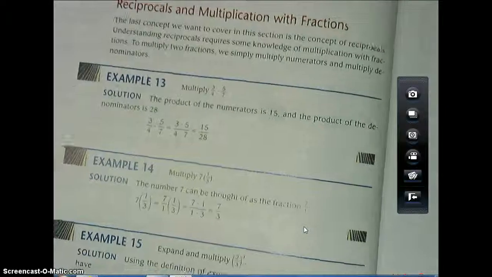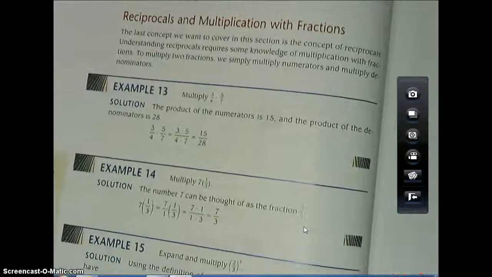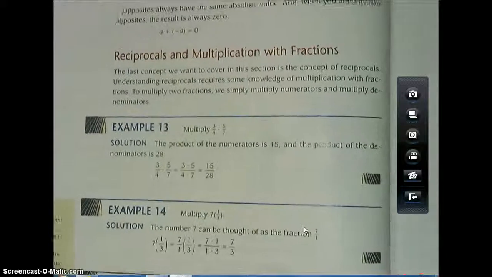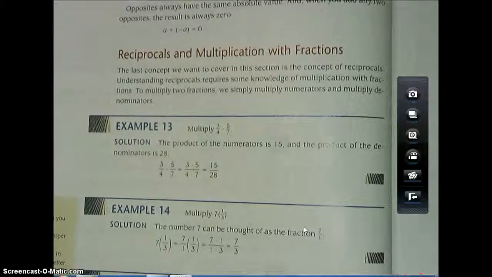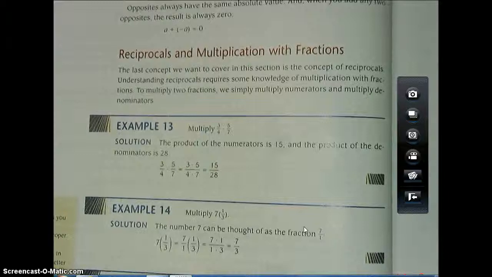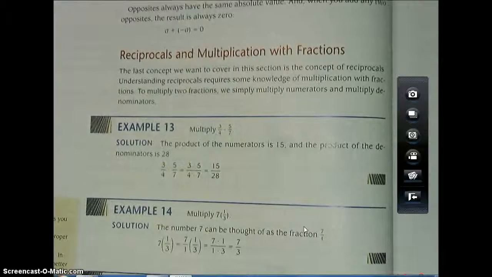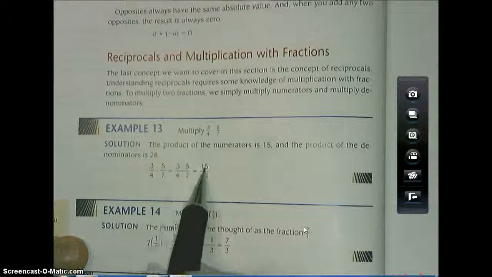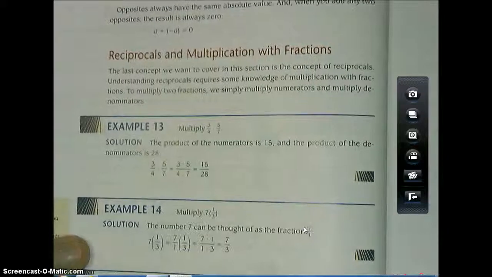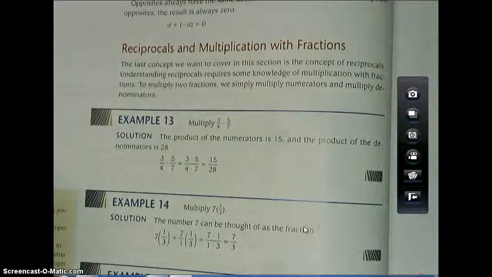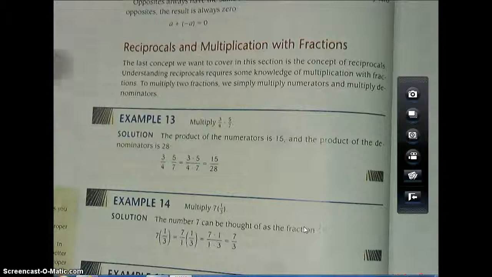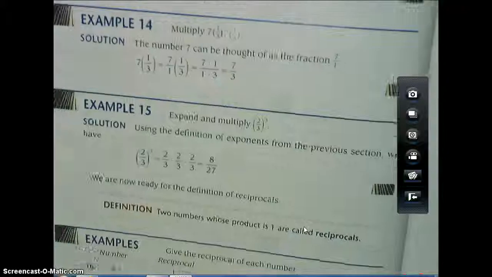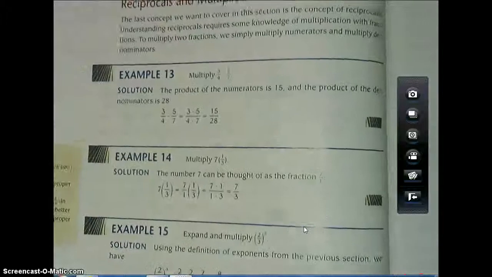Next we have reciprocals and multiplication with fractions. So example 13 says to multiply 3/4 and 5/7. Remember that when you multiply fractions, you're going to multiply straight across the top. So we have 3 times 5 is 15, 4 times 7 is 28. So straight across, nothing tricky, no problems.